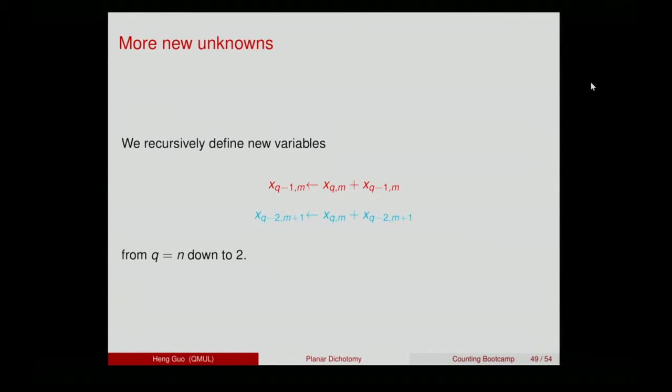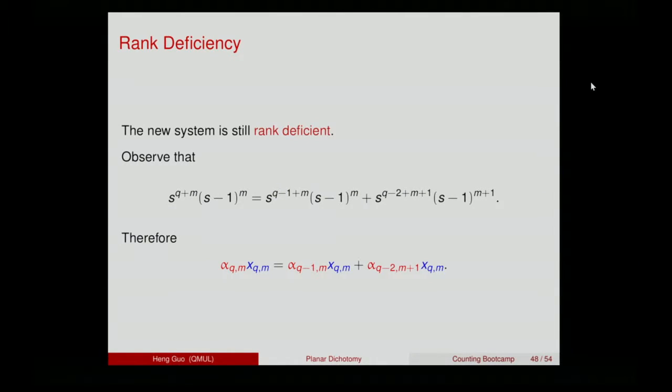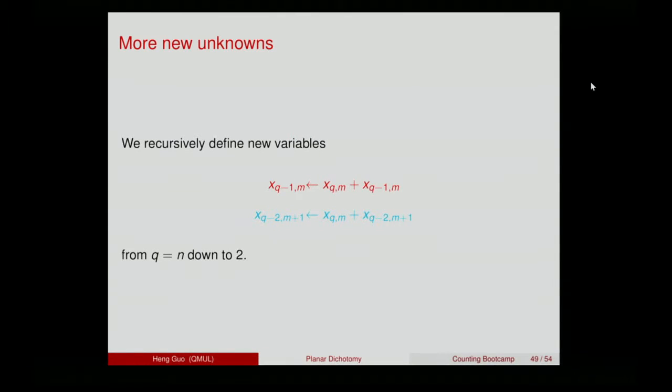So what do we do? We sort of split x_qm and distribute it into the two variables q minus 1 m and q minus 2 m plus 1. And so we will define new variables recursively from q equals n down to 2. So the new variable x_{q-1,m} will be x_qm plus the old x_{q-1,m}, and similarly for q minus 2 m plus 1.